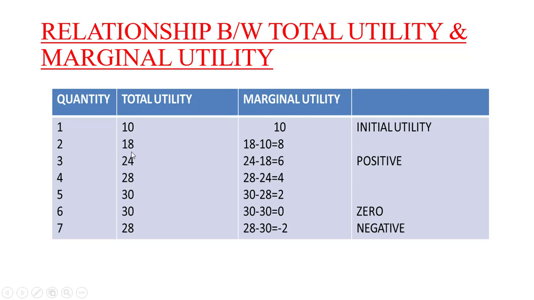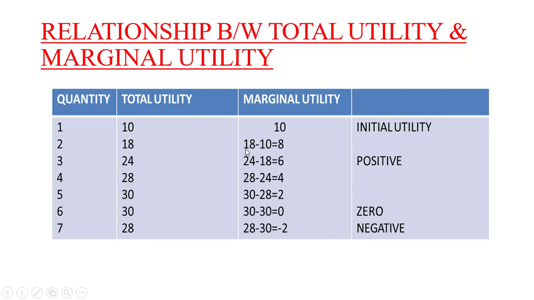In the second quantity it was 18, right? So from this 18 you minus 10, you get 8. 24 next for the third quantity, 24 minus 18 you get 6. For the fourth quantity, 28 minus 24 you get 4. For the fifth quantity, 30 minus 28 you get 2. And for sixth quantity, 30 minus 30 you get 0. And for the last quantity, that is 7, 28 minus 30 you get a negative value because the total utility is 28 on the seventh quantity.